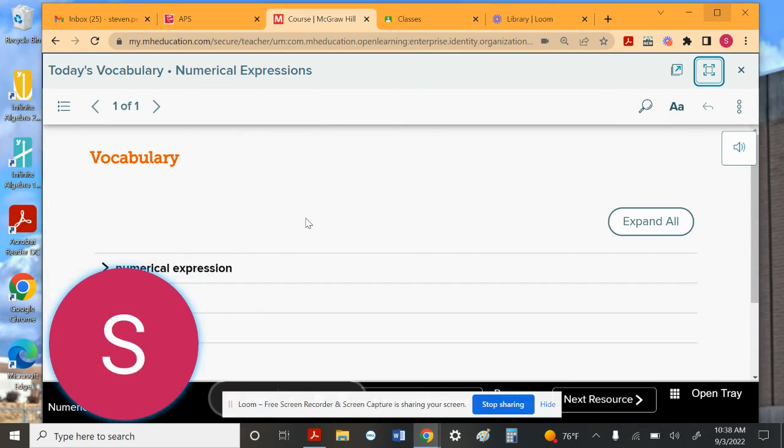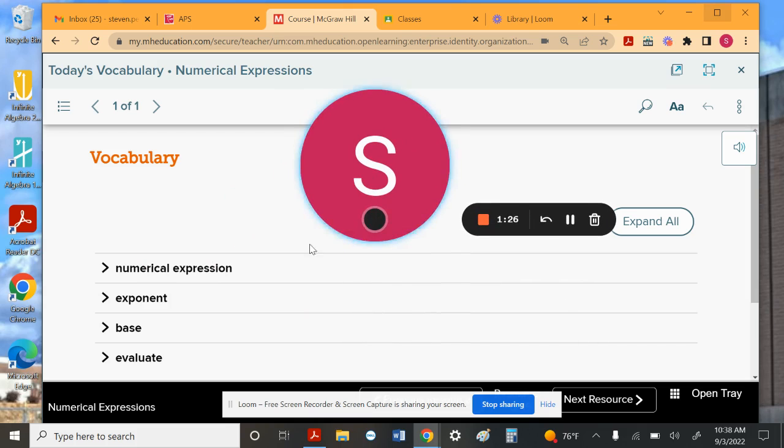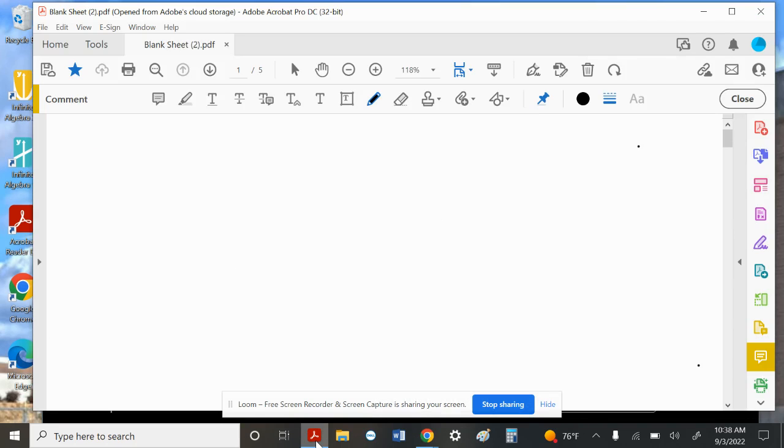So vocabulary. First thing is this thing called a numerical expression. A numerical expression is just a phrase that involves only numbers and mathematical operations. So for example, if I were doing something like that, I would have 3 plus 2 squared minus 4 times 5 plus 1. Something like that would be a numerical expression.